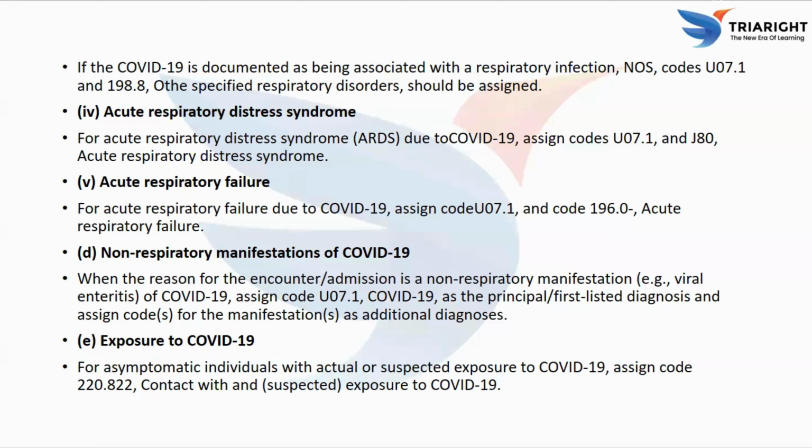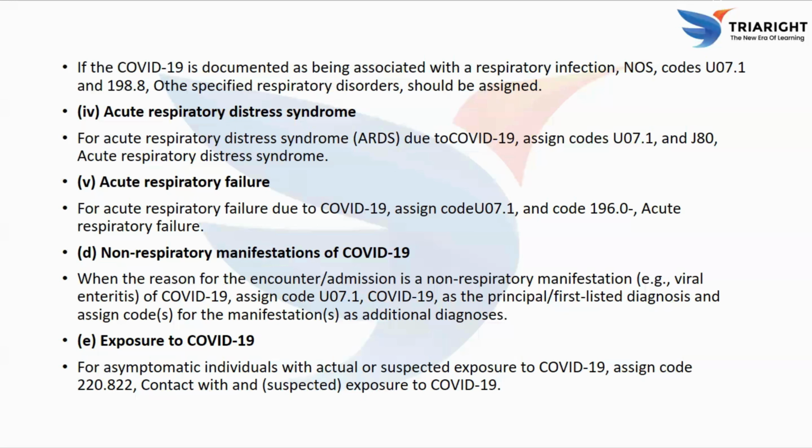So what is the cause and manifestation principle? You have to always code U07.1 first when it causes another condition. This follows the rule of etiology, cause, before manifestation, effect. So when not to use U07.1? You should not use U07.1 if the patient only has exposure. In that case, you have to use Z20.822.